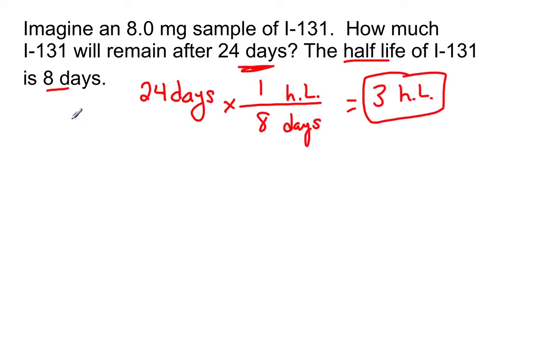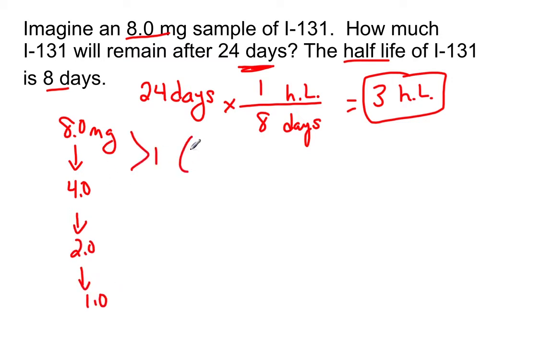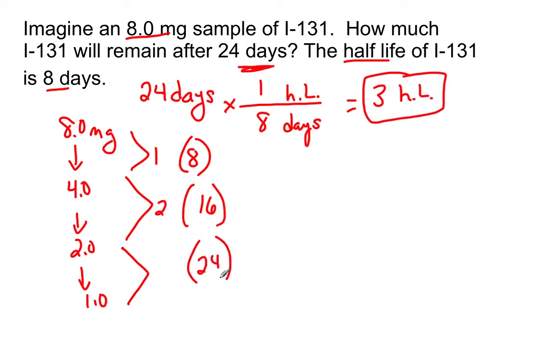So now you go back to the basic problem. You have 8 milligrams, and you divide it by 2 three times, because you have 3 half-lives. And finally, 1.0. So 1 half-life, which is really 8 days. 2 half-lives, which is now up to day 16. 3 half-lives, which is now up to day 24. So after 24 days, we have 1 milligram left over.